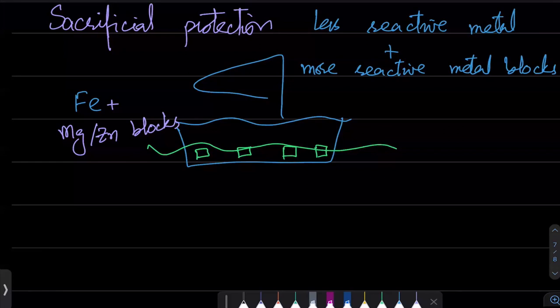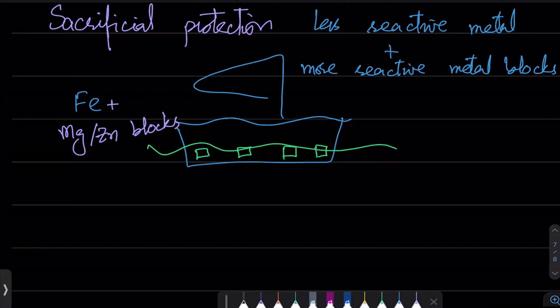And then we can simply, like, once all of these is used up, the ship comes back to the harbor, we can attach more blocks and that's it. It goes away on another voyage. So we protect metals using these things.